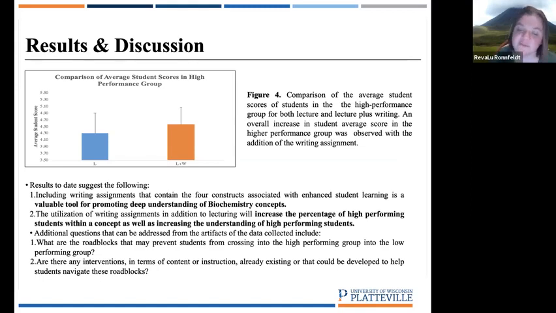Questions that arose from this research were, are there any roadblocks that may prevent students from crossing into that higher performing group? And if so, are there any interventions that we can implement that will help those students cross over into that high performing group beyond the writing assignment?